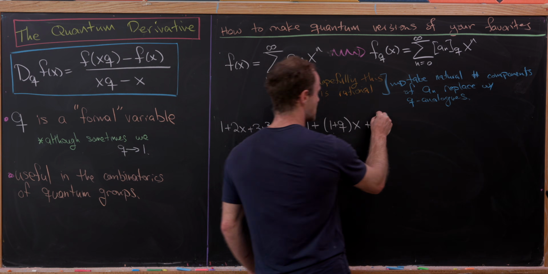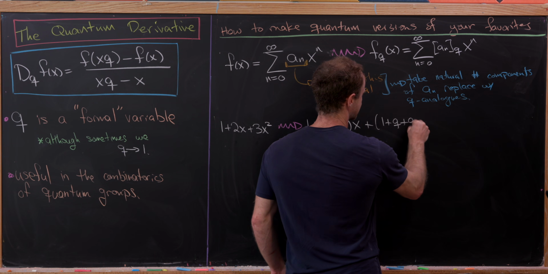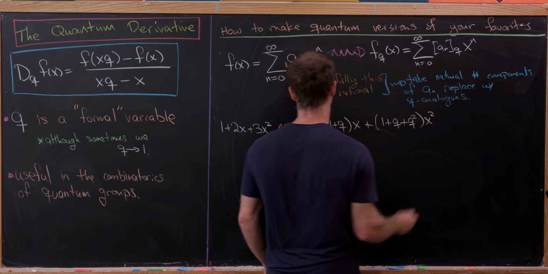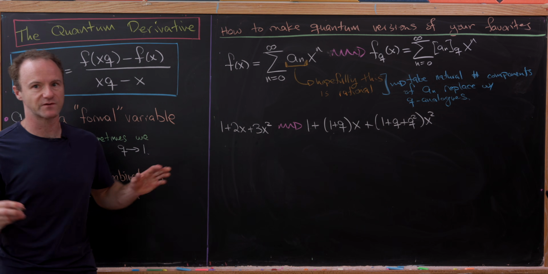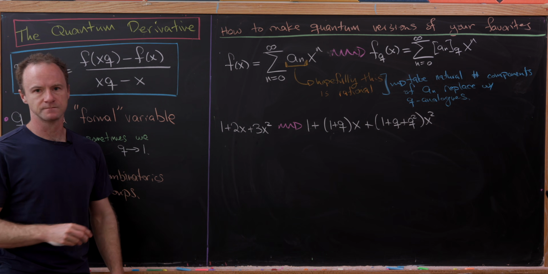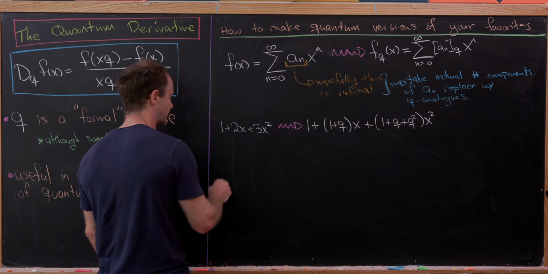So that'll be 1 plus q squared times x squared. So there's a quantum version of that polynomial. Now, what about the exponential function?